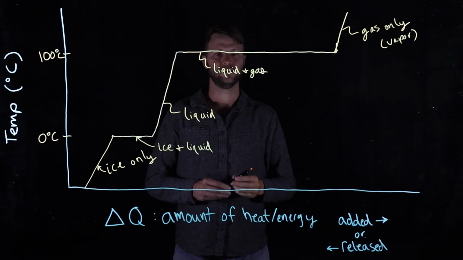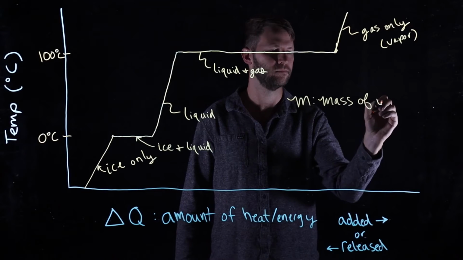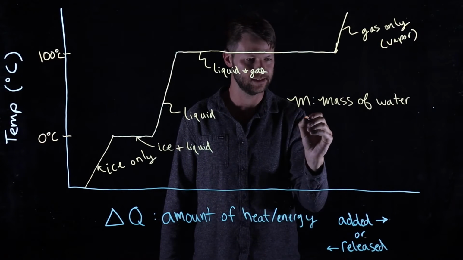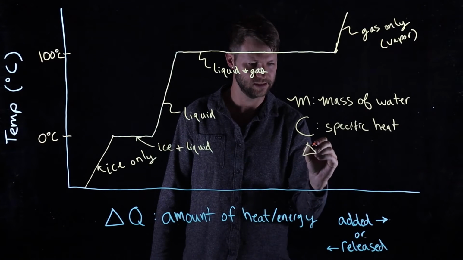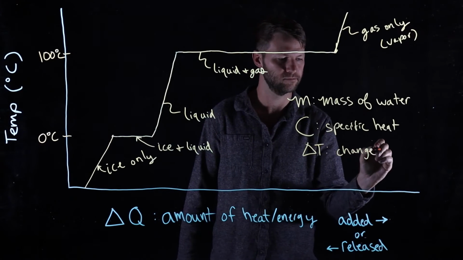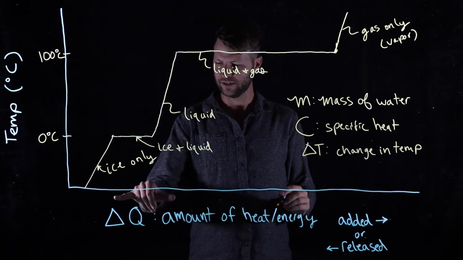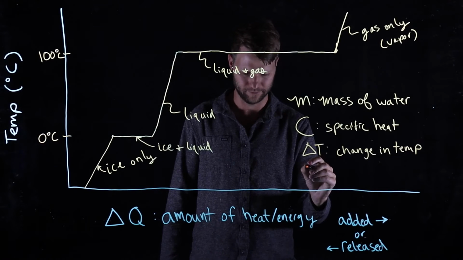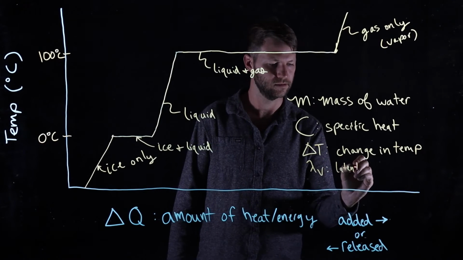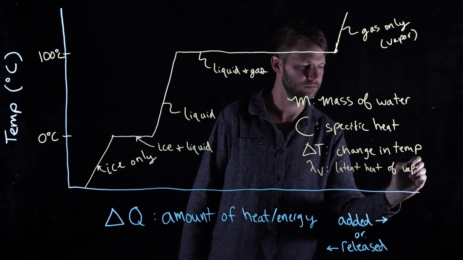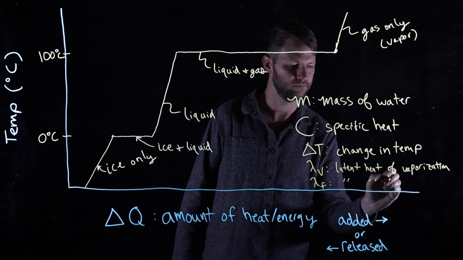There's a few other things that we can note on this graph. If I define M as the mass of water that we're considering, and remember that C is the specific heat, let's let delta T be the change in temperature, or equivalently a certain distance on the y-axis. Delta Q is a certain distance here on the x-axis, and we'll let lambda sub V be the latent heat of vaporization, and lambda sub F be the same, but for fusion.